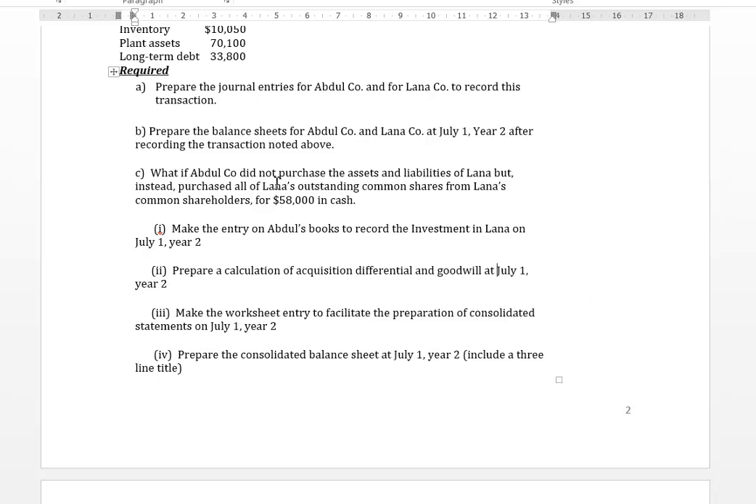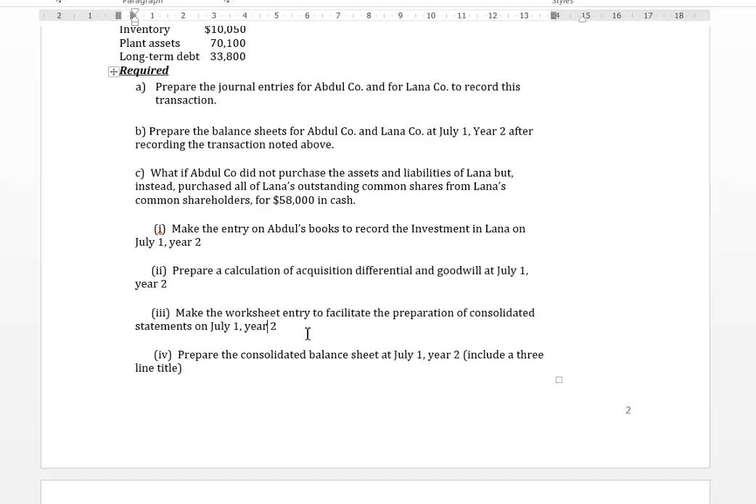So again, because it's a purchase not of net assets, but a purchase of the outstanding common or voting shares directly from Lana's shareholders, we assume now that Lana will continue to operate. Why? If we wanted to take Lana right out of the play, Abdul would have just bought up their net assets, so they have nothing more to operate with. But they didn't. They want Lana to continue. So all they did was buy their outstanding voting shares to effect the business combination. So they went directly to their shareholders. So with that in mind, we have to do the acquisition differential calculation and find goodwill.